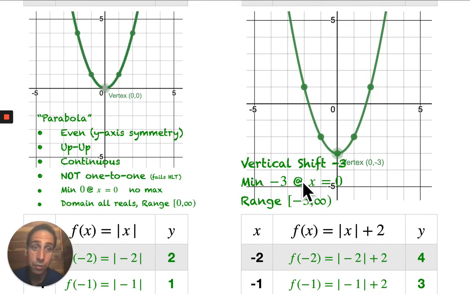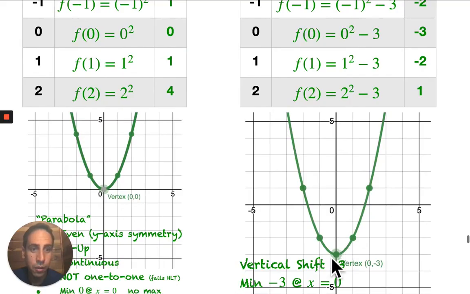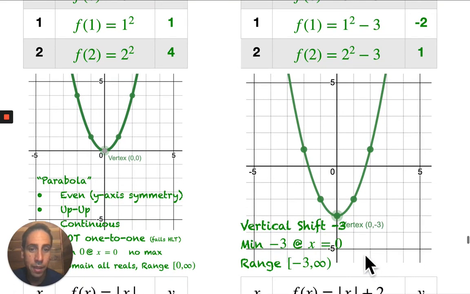It's still even with y-axis symmetry. It's still up, up. It's still continuous. It's still not one-to-one, but it has a new minimum. The new minimum is negative 3. It's the lowest value on the table. It's the lowest point on the graph, with a y value of negative 3. Where? When x is equal to 0. And that 0, negative 3 shows up as the vertex. It has a new vertex. It's 3 units lower. We're going to call this a vertical shift of negative 3. And the range is also affected. The lowest number of the range used to be 0, now it's negative 3.